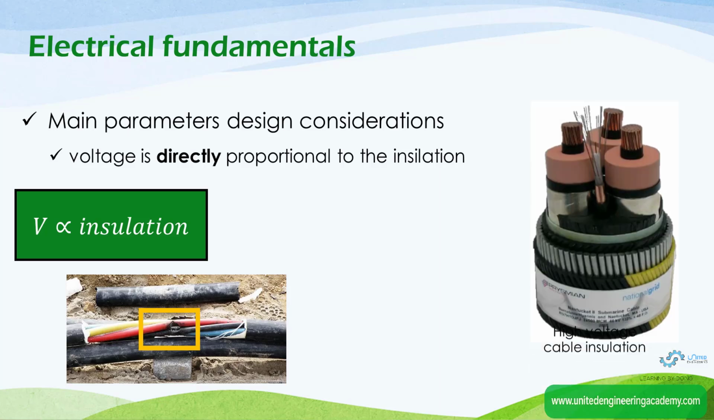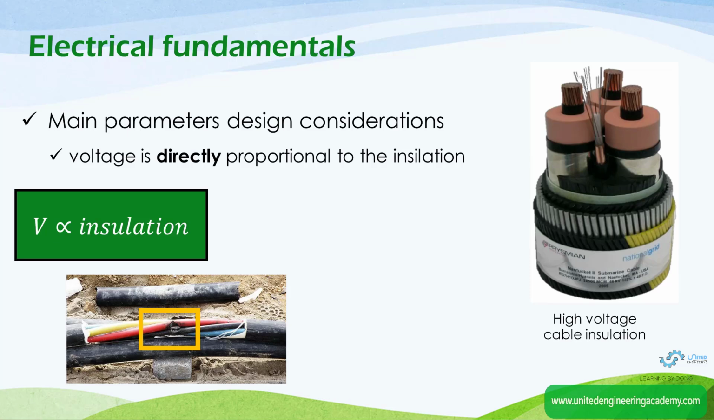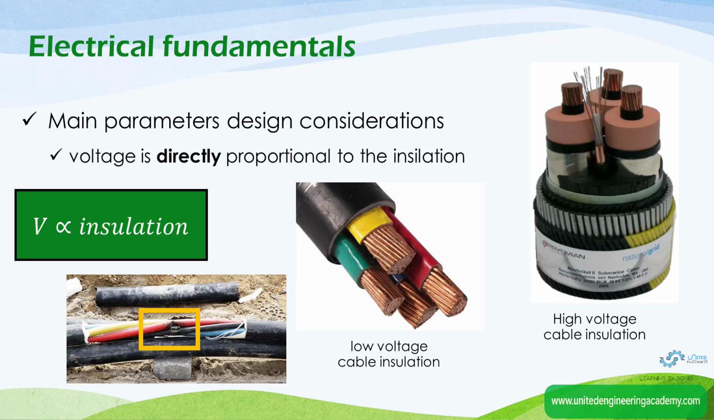For this reason, we can note that high voltage cables have a larger insulation level than low voltage cables. This is because when the voltage increases, the magnetic field produced from the cable will increase, so we must surround this large magnetic field and this large electromotive force with a sufficient insulation level to avoid the breakdown of insulation.